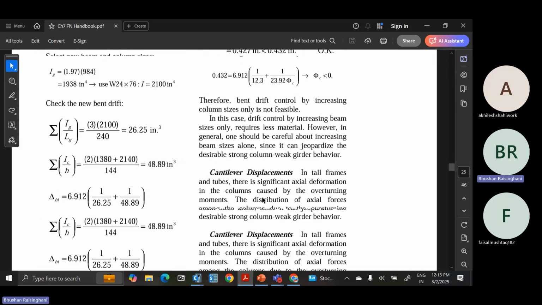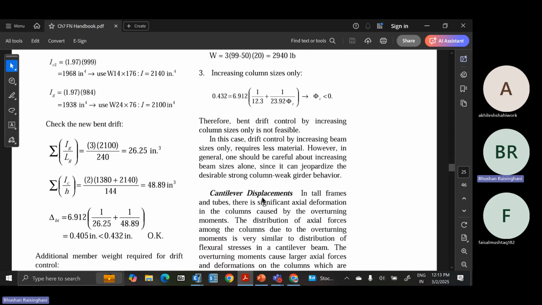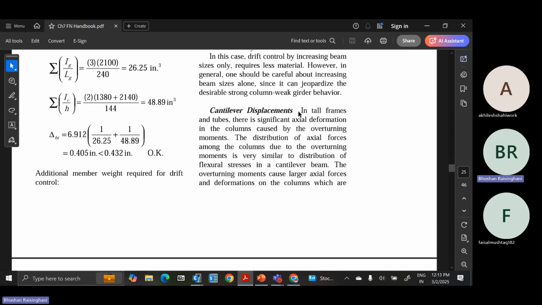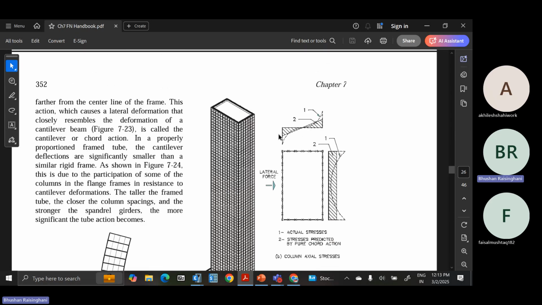So the rest of this you can go through. This cantilever displacement is important for high-rise buildings or slender buildings, in which you can see the bending moment on the perimeter of the frame, right? We were assuming that all columns will have equal axial stresses. So this is the axial force diagram.